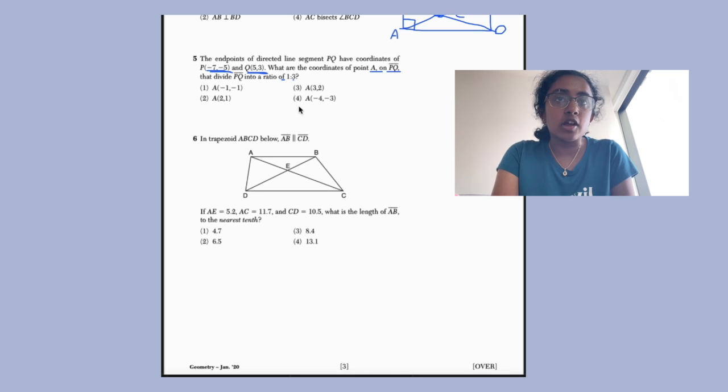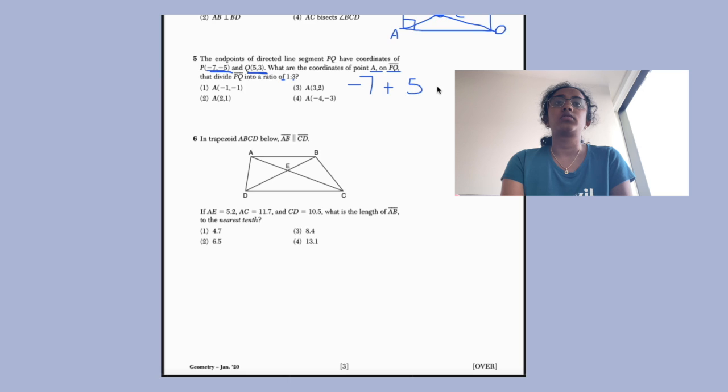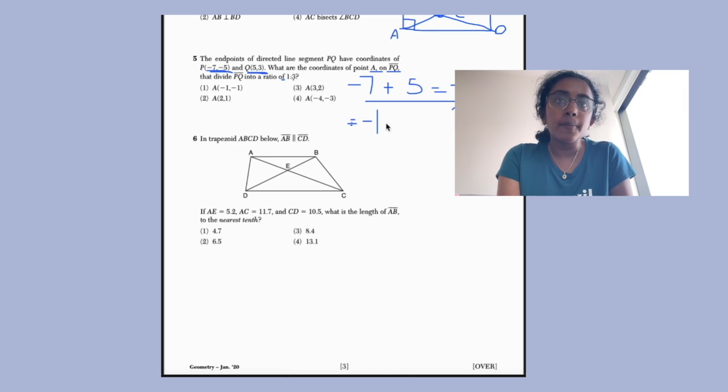So then let's look at our song on how to find midpoint. So it's take the x1 and add by x2, then divide by 2. So we would have -7 plus 5. And then you would have -2. And then you would divide this by 2 and you would get -1.